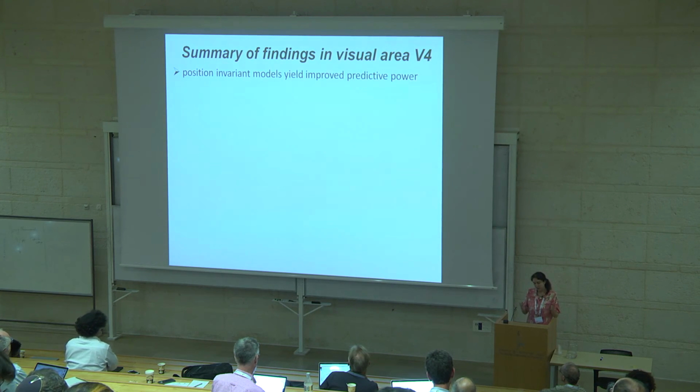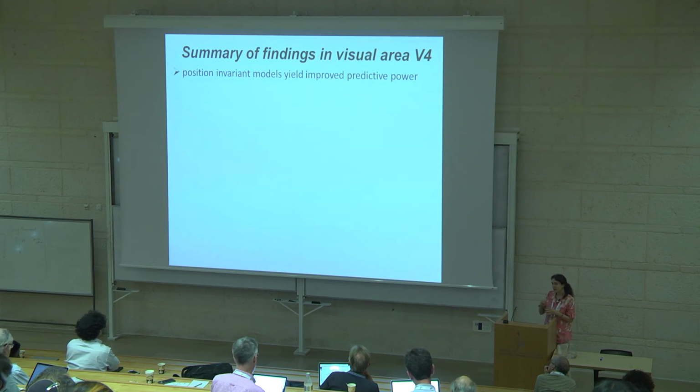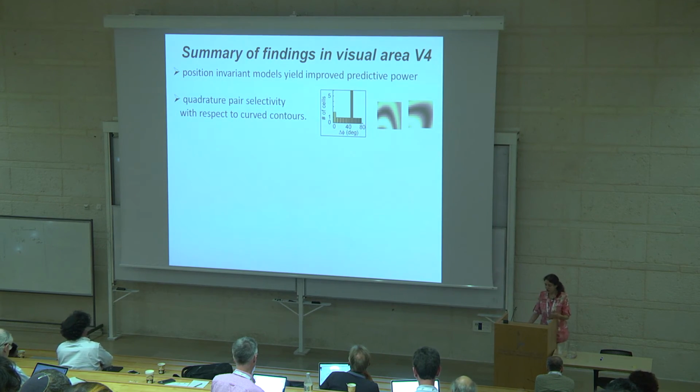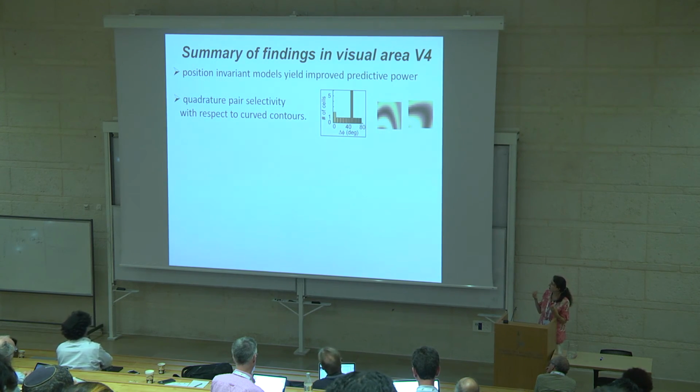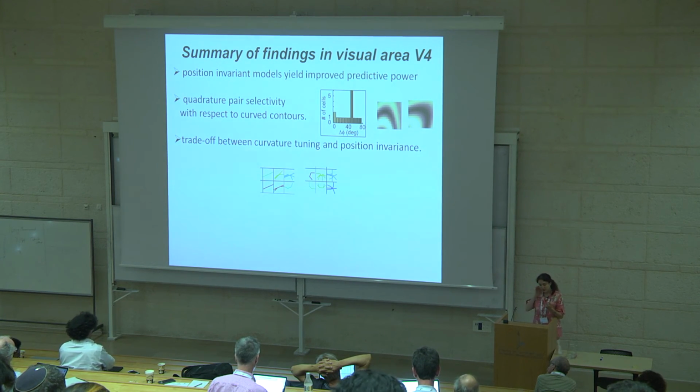So far, to summarize the findings in visual area V4, we find that position invariant models yield improved predictive power, and that's an argument for global position invariance. In addition to global position invariance, the models indicate the presence of local position invariance, which we find because of a certain type of selectivity to two predominant features that had the same curvature, same orientation, but different spatial phases. And also there is a trade-off between curvature tuning and position invariance.